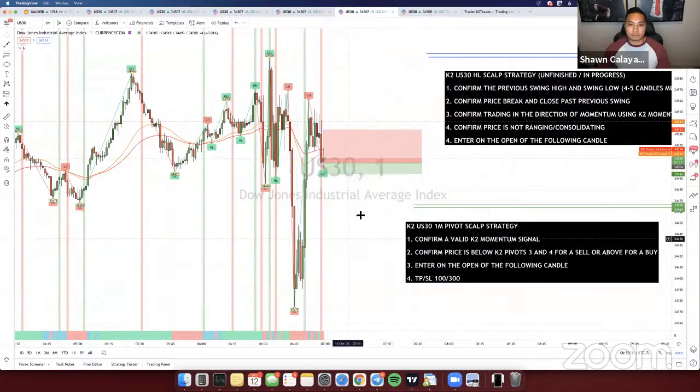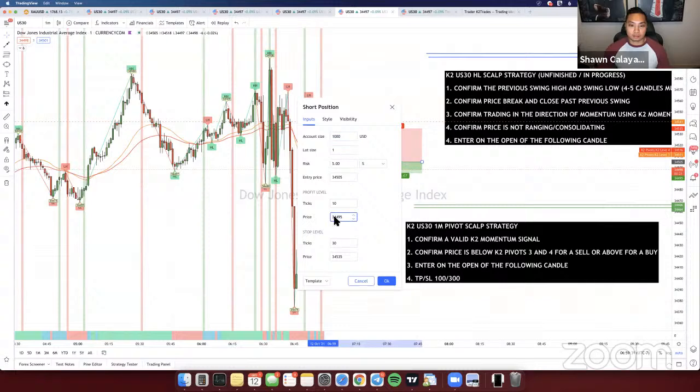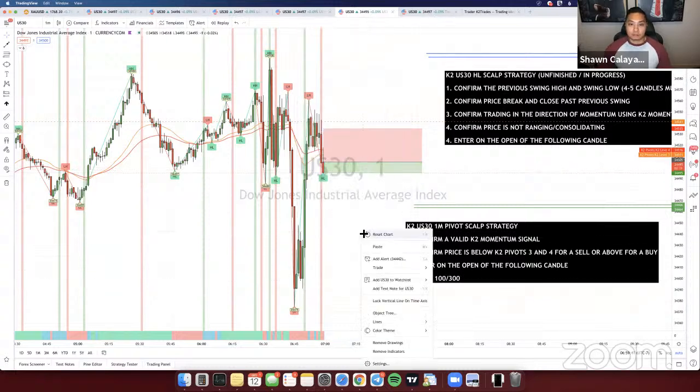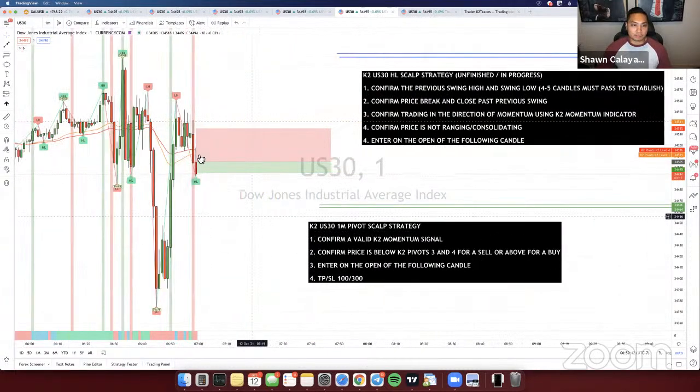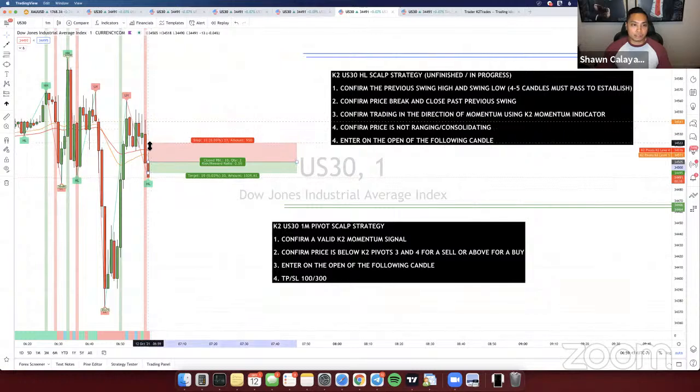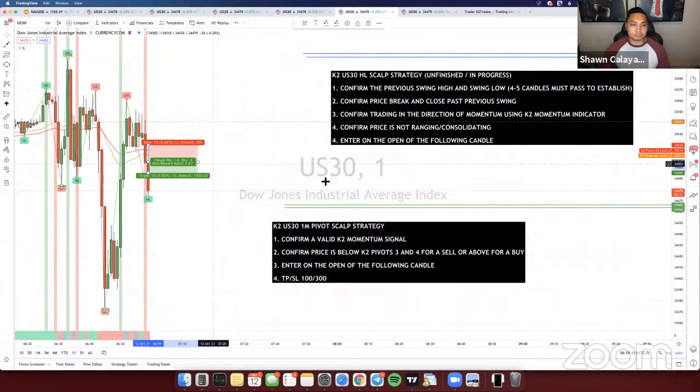We'll just see if the market's still moving smooth enough for these trades to be hitting. And this would have hit full TP, it looks like. Yeah, it already hit full TP right there. So as you guys can see, the strategy still works. It's just very risky to be taking these trades right now.